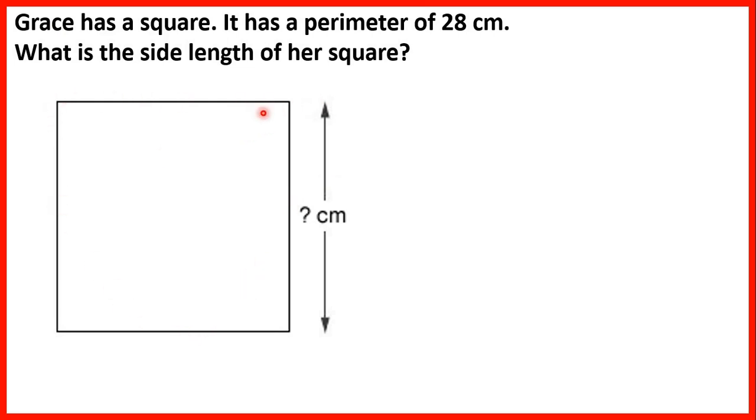So if the total of 4 lengths is 28, we can work out one length by dividing 28 by 4. So that's 7, which means the side length of her square is 7 centimetres, because 7 plus 7 plus 7 plus 7 is 28.